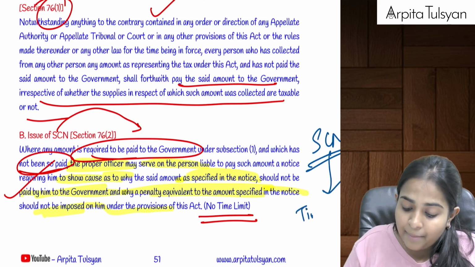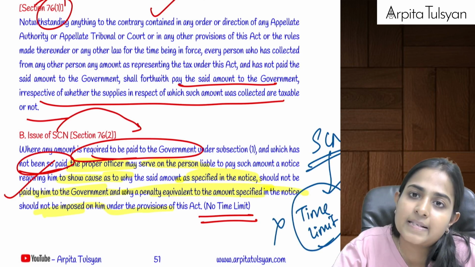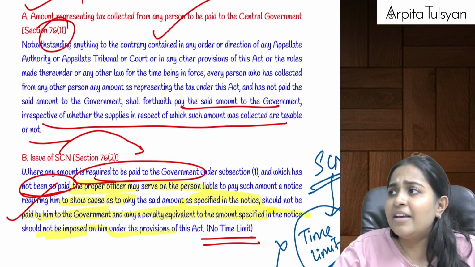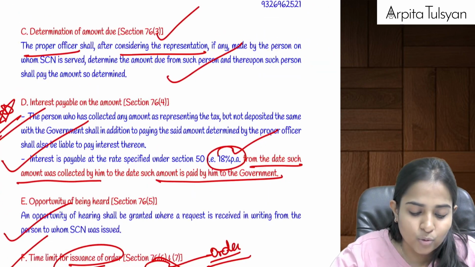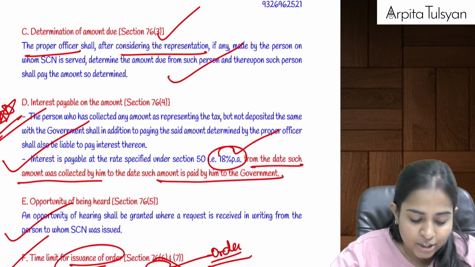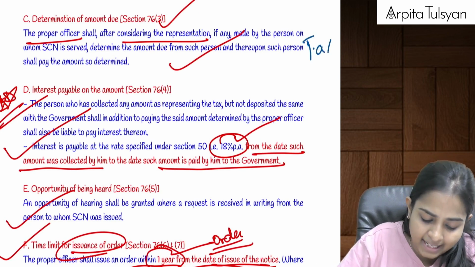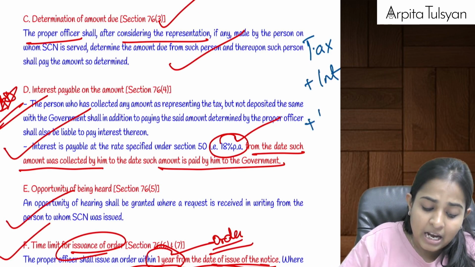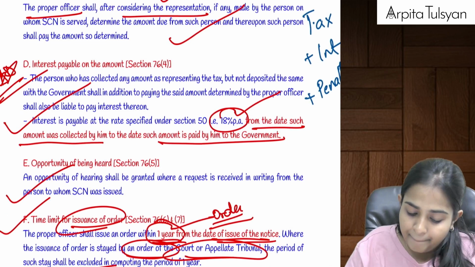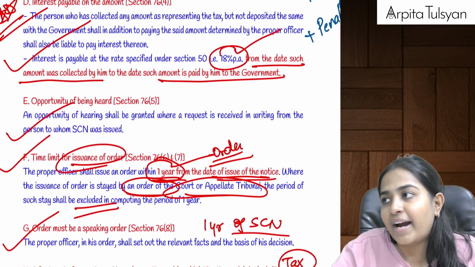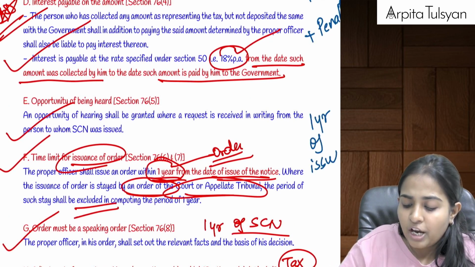There is no time limit for issue of show cause notice in this case. At any point of time, even let's say after 15 years, if the proper officer comes to know, it can issue a show cause notice on you. Once it issues the show cause notice, you will be required to pay the tax, plus the interest, plus the penalty. Here you will not get any relief from the penalty, and the final order has to be passed within a time period of 1 year from issue of show cause notice.